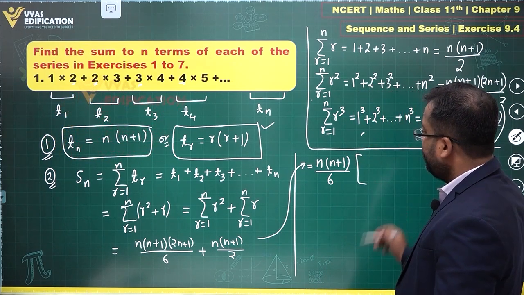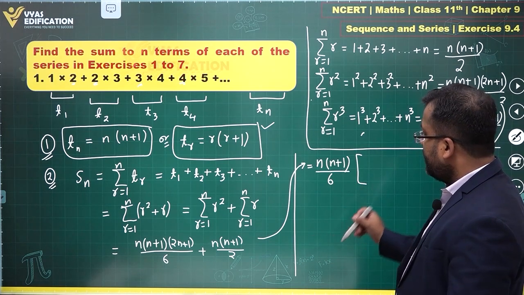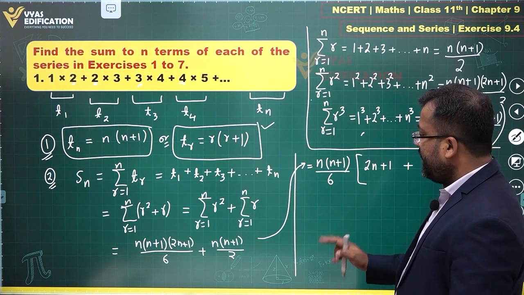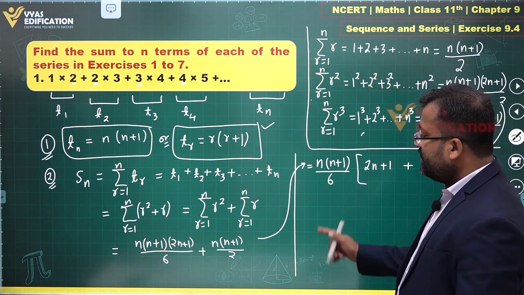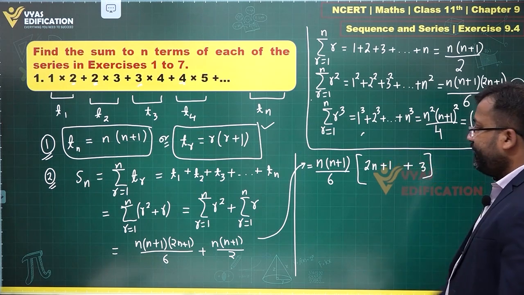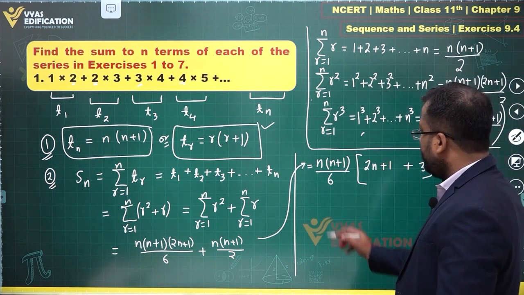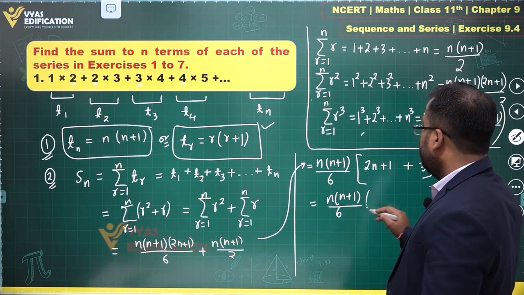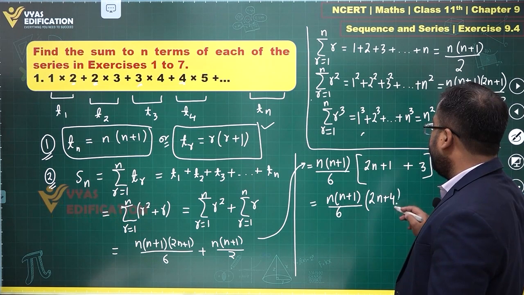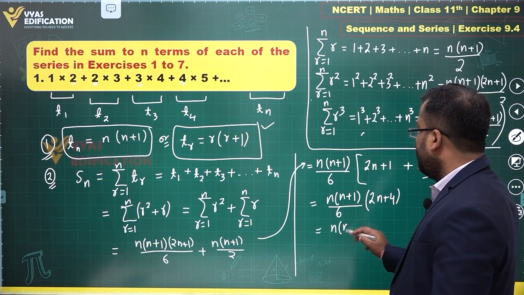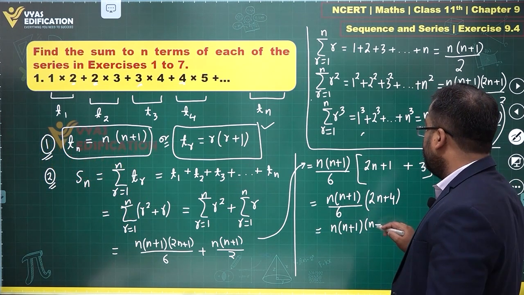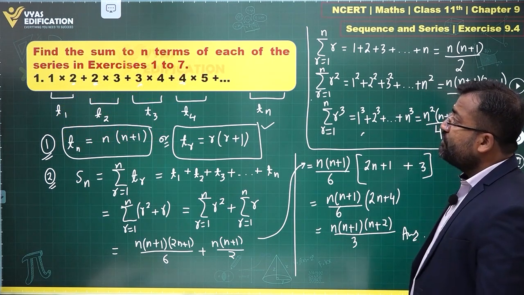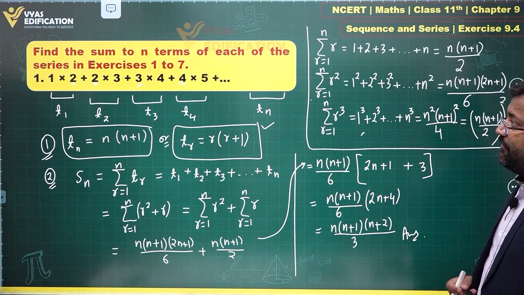And what do we get in the bracket after this? So n plus 1 upon 6 has come out common. 2n plus 1 will remain over here, plus n plus 1 by 2 is there, and you have taken out 6 common, so 3 will come in the numerator. This is what you'll get. Okay, and what does this simplify to? This is n plus 1 by 6, times 2n plus 4. You can take out a factor of 2 common. This becomes n times n plus 1, n plus 2 upon 3. That's my required answer for this question number 1, as you can see over here.